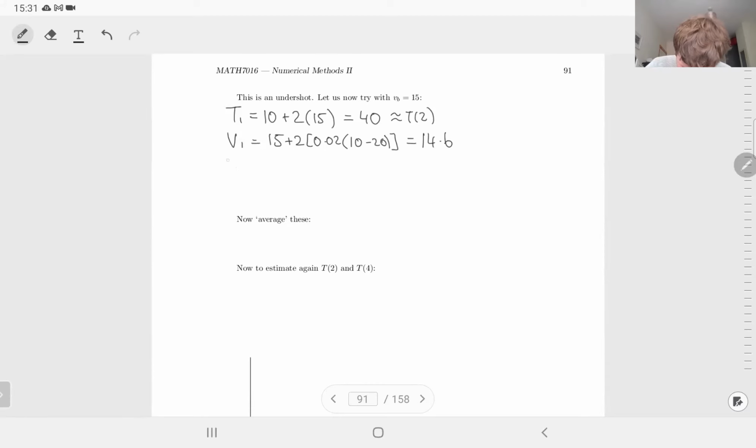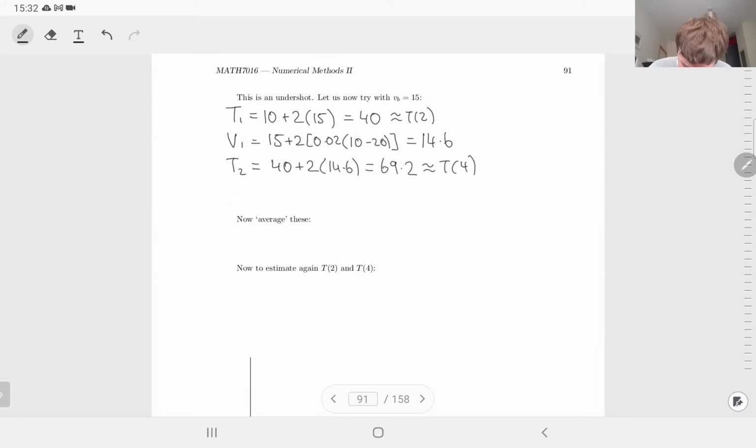And we go to the next temperature. T2 is the previous temperature, which is 40, plus step size 2 times previous V, which is 14.6. And let's see what we get. 40 plus 2 times 14.6 is 69.2. Now we're clearly going to be way over with this shot, because we're already nearly at 70.